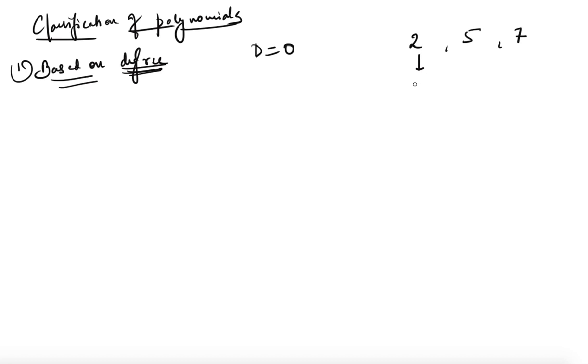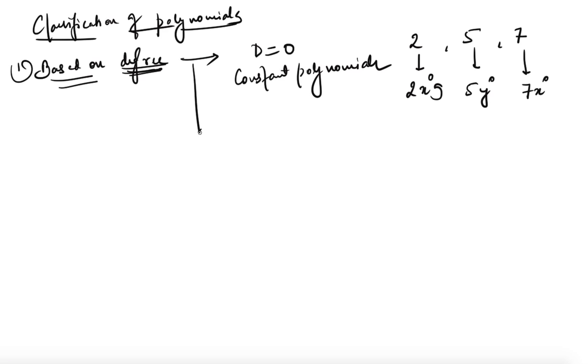Because 2 can be written as 2 into x to the power of 0. 5 can be written as 5 into y to the power of 0, or 7 can be written as 7 into x to the power 0. Whatever variable I assign here, the power of that variable will always be 0. Hence, the degree is 0. Such polynomials are known as constant polynomials.